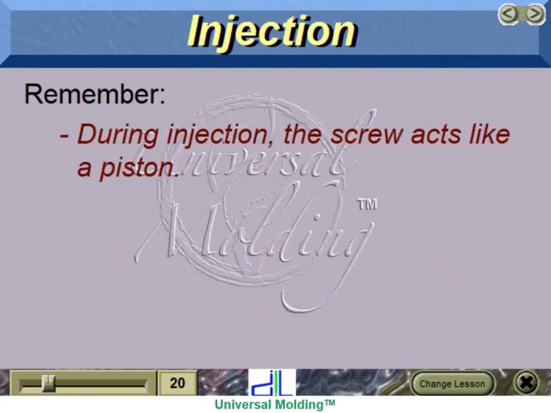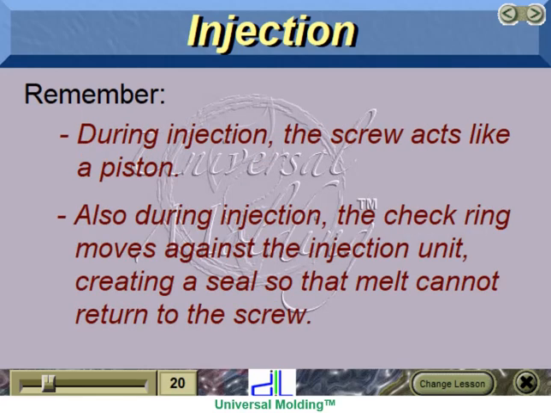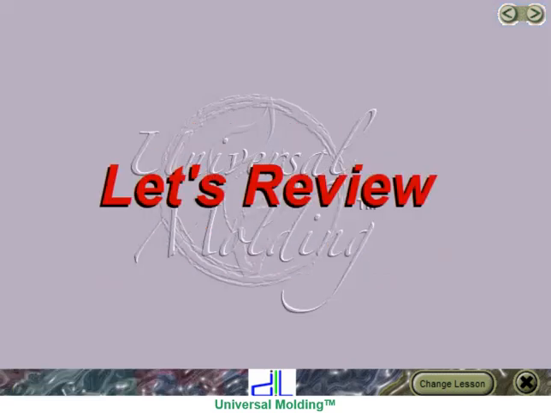During injection, the screw acts like a piston. Also during injection, the check ring moves against the injection unit, creating a seal so that melt cannot return to the screw. Let's review.